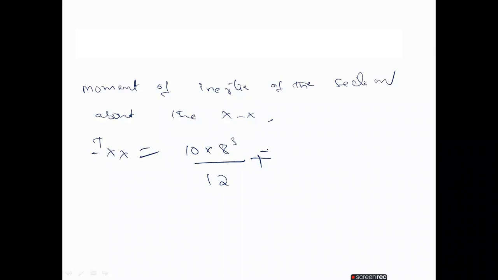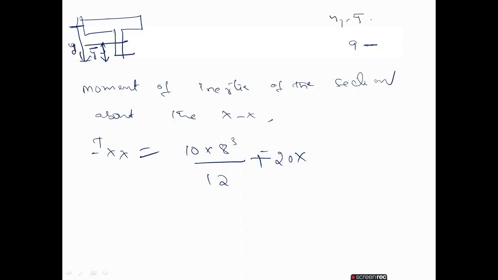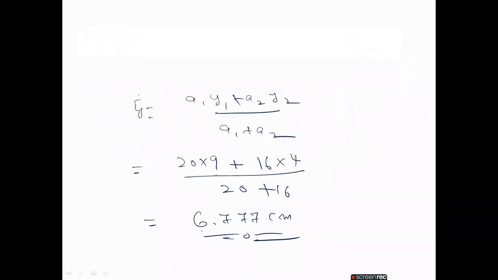plus A into y bar squared. If you take A1, it is 20. The total distance is 9, I will draw here the y bar. Up to here is 9, minus the center of gravity, that is the y bar. This is the y1. So y1 minus y bar, that is 9 minus 6.77. You will get 2.223, so the answer is 2.223 squared, about the x-axis.